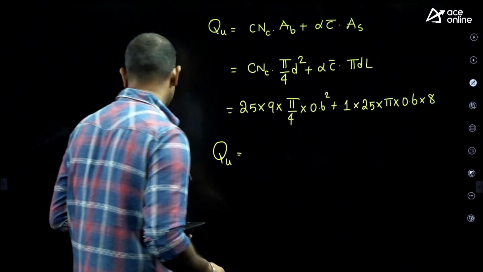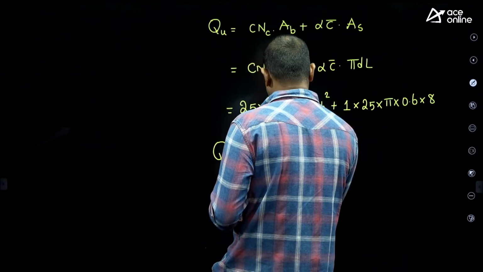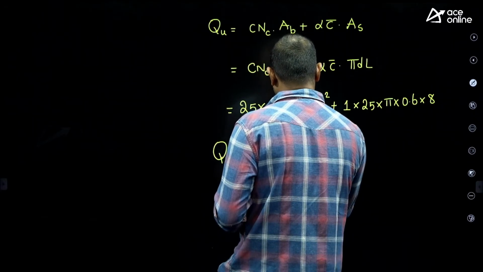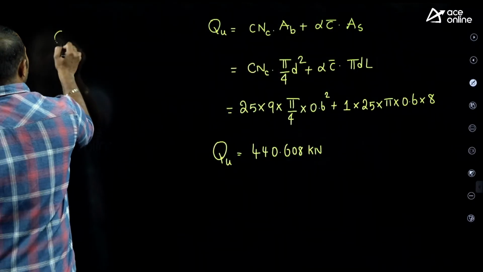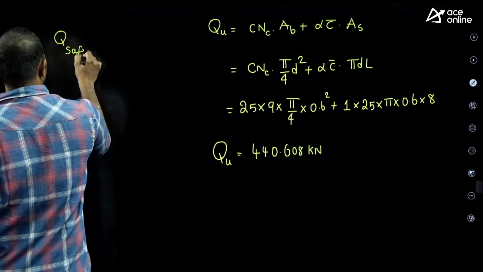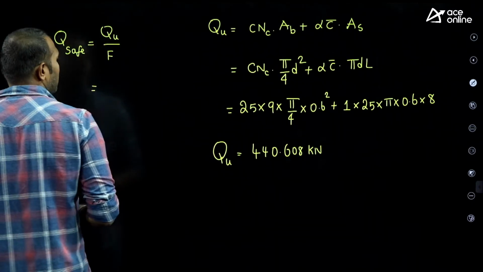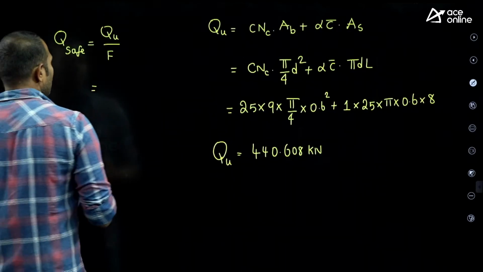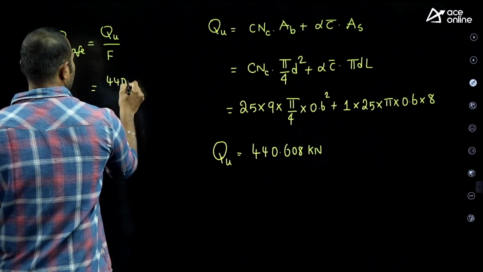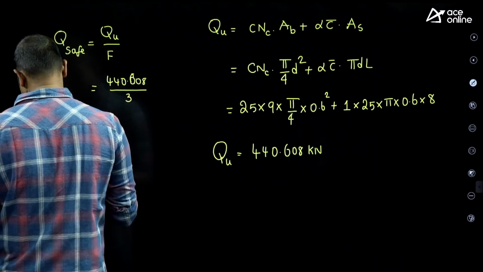So if you solve, you'll be getting this value as the ultimate load, 440.608 kilonewtons, right? That's the ultimate load, and what I'm asking you in this question is the safe load. So which is the ultimate load divided by the factor of safety. And in the given question, the factor of safety is given as 3. So 440.608 by 3.